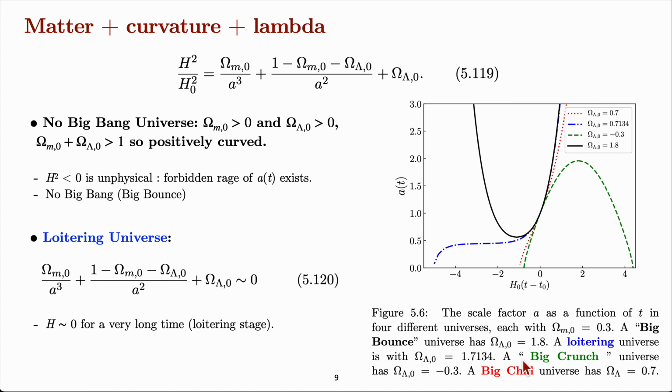And you have a situation where the big crunch is represented by this curve. So the universe expands, and the scale factor becomes 0. So it corresponds to the big crunch when omega lambda 0 is negative. And the big chill is when omega lambda is 0.7. So big chill means the universe expands forever. Also, it's going to be very cold. Everything will be apart from each other.